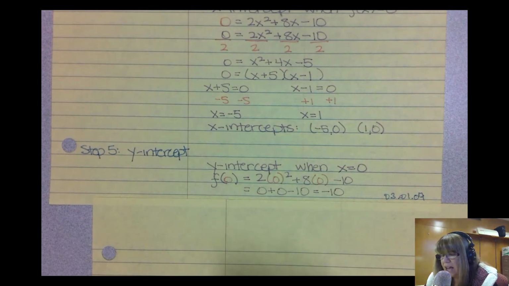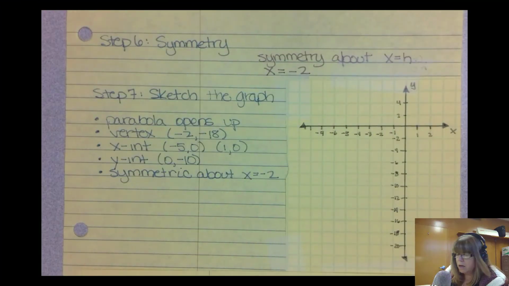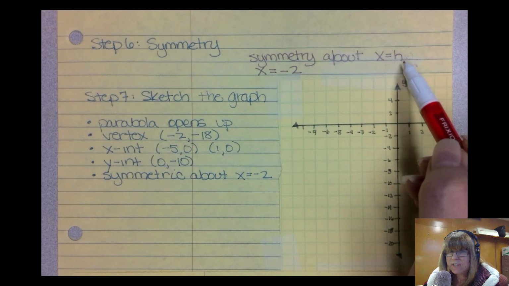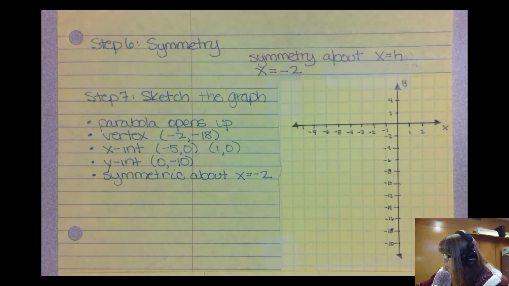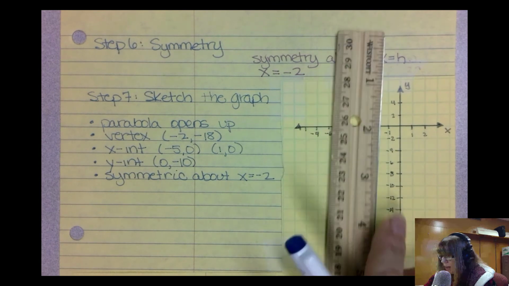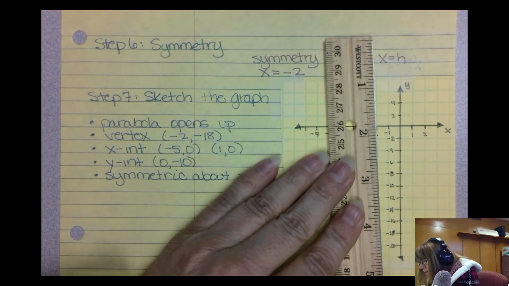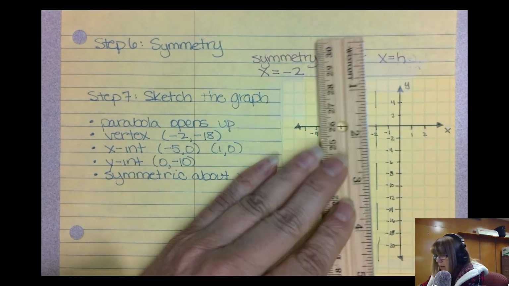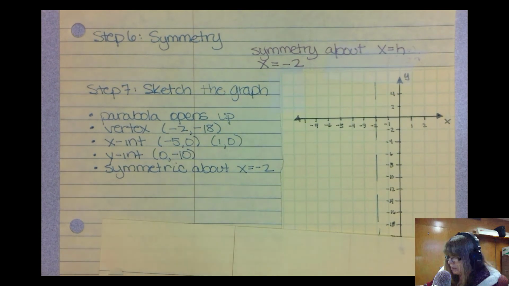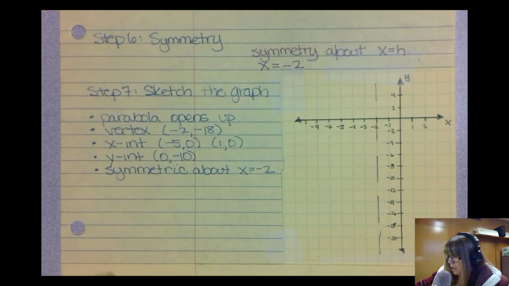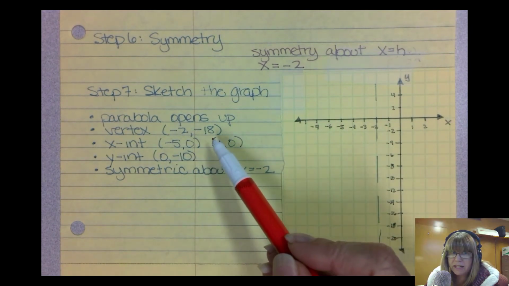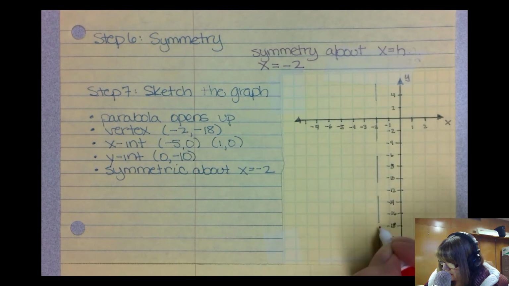Okay, we have a lot of information, so let's go ahead and graph this guy. All right, we also know our symmetry because we're symmetric around x equals h, and our h value is negative 2. So let me just put a line right at negative 2 right now. So there's my line of symmetry. And I'm going to plug in everything we know. First of all, we know this opens up. We know our vertex is negative 2, negative 18. So negative 2, negative 18.